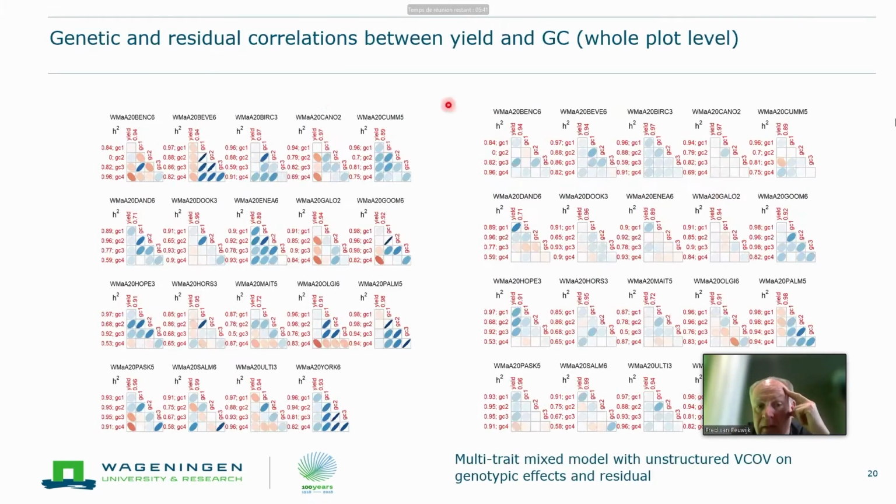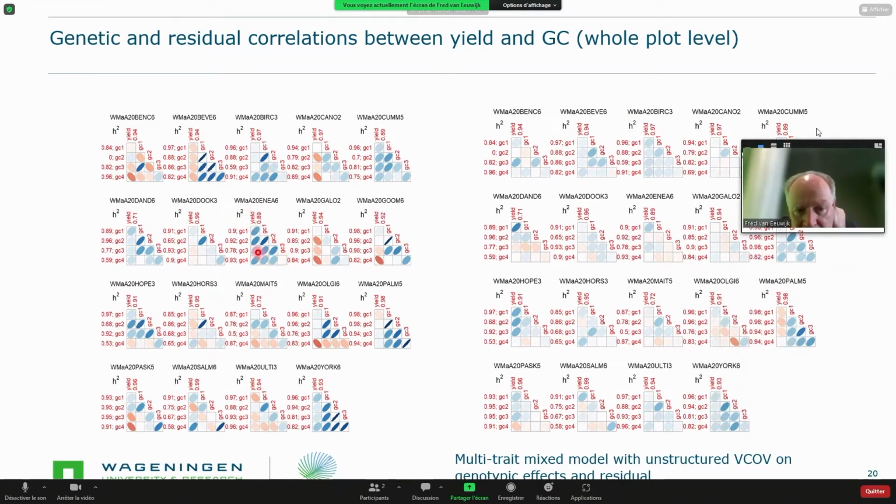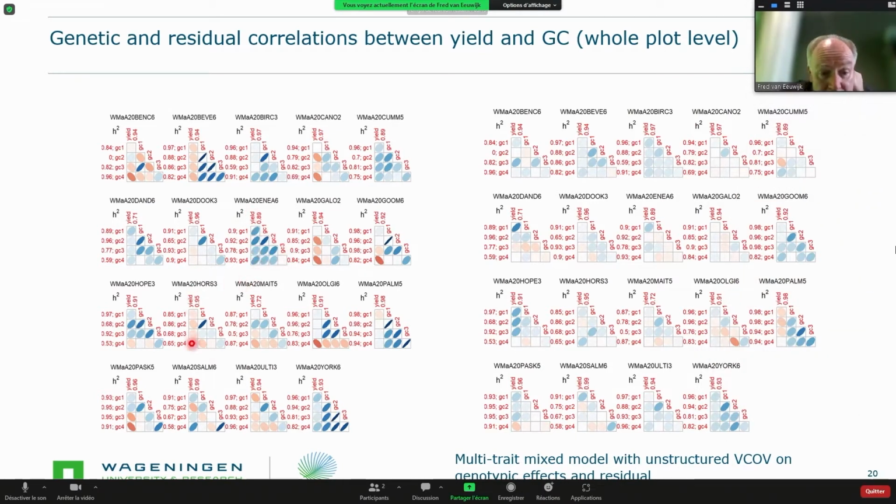Now, for the 19 trials in 2020 that we looked at, for which we had a decent number of ground cover estimates, at least 4, with yields, we have here the results on the left. These are the genetic correlation matrices. When you see blue, this is a positive correlation between ground cover 1, 2, 3, 4 and yield. Here you see a negative correlation between ground cover and yield.